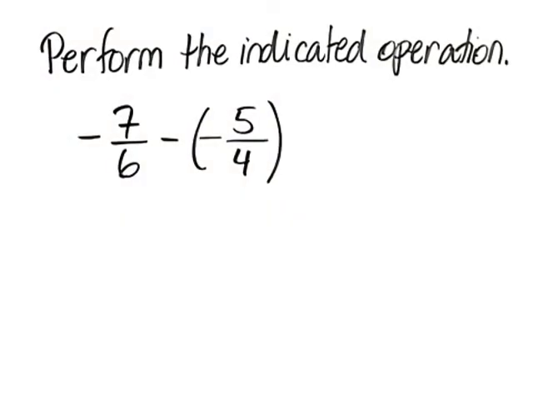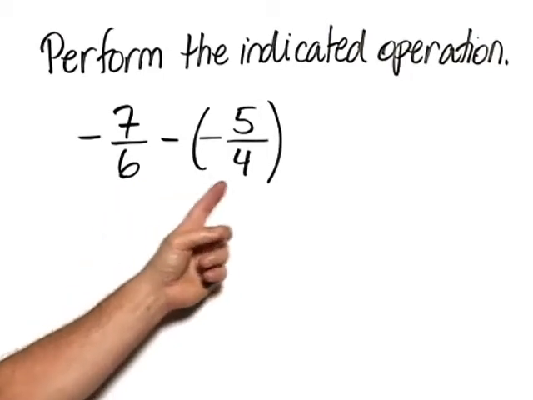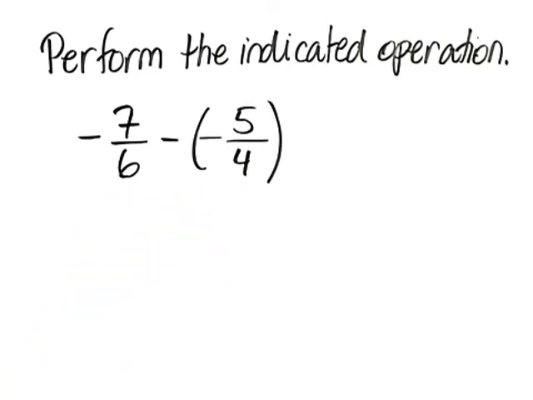Perform the indicated operation, negative 7/6 minus a negative 5/4. As the first step, let's find the common denominator and write equivalent fractions with that denominator, which in this case is 12.